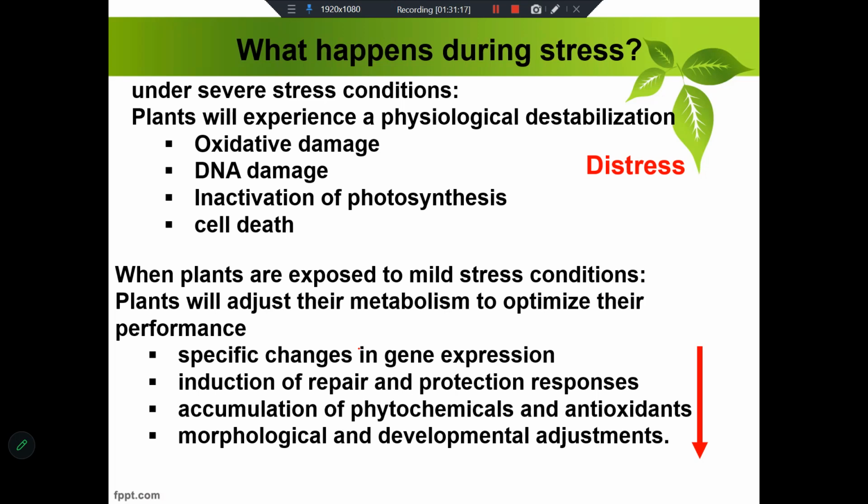Okay, so these types of stresses are called eustress conditions. Okay, so if it is a distress condition, what will happen?